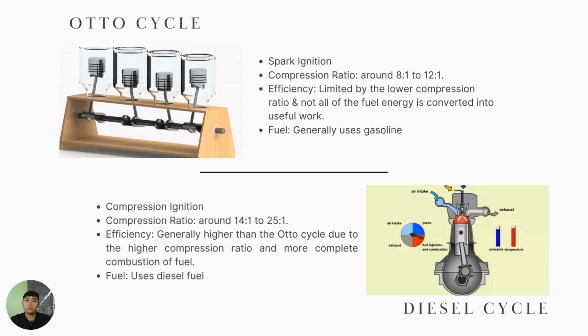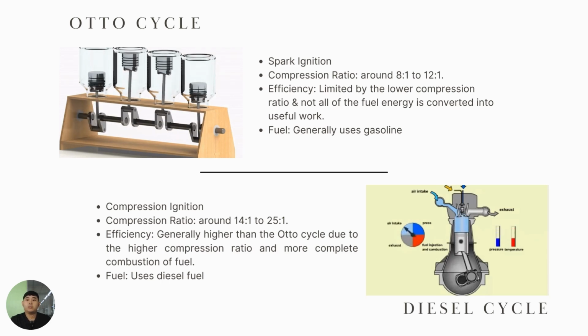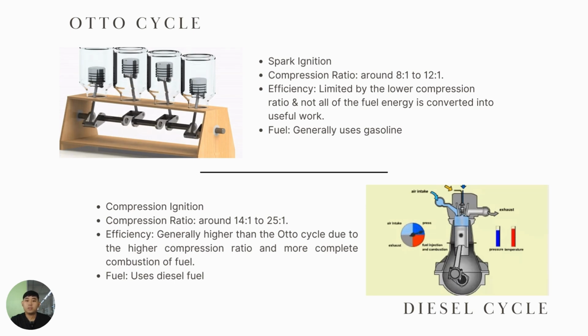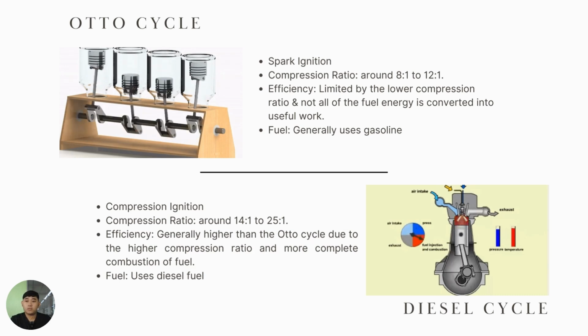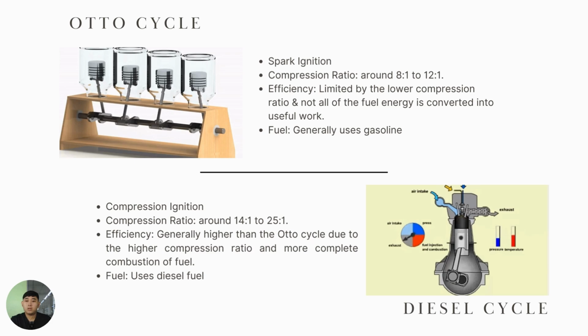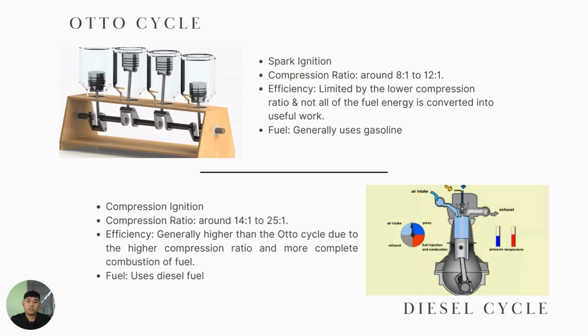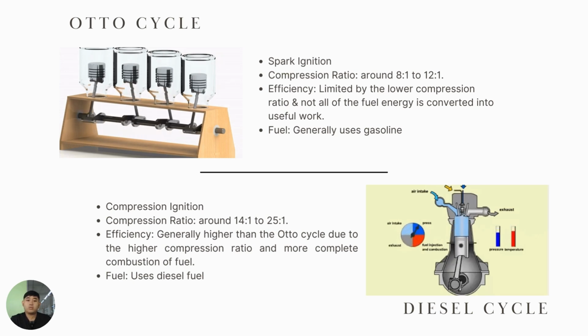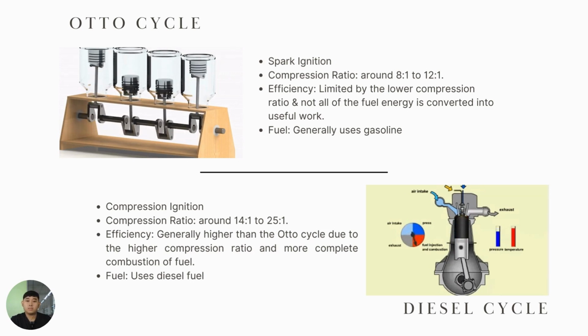The Otto and diesel cycles are two fundamental thermodynamic cycles used in internal combustion engines. They both describe the sequence of processes that convert chemical energy from fuel into mechanical work, but they operate differently, leading to variation in efficiency, performance, and application. So, what is the difference between the Otto cycle and the diesel cycle?